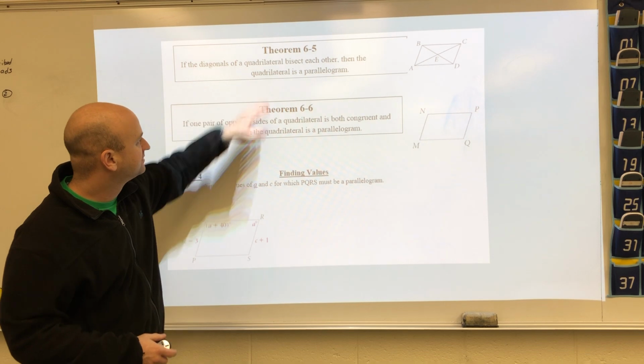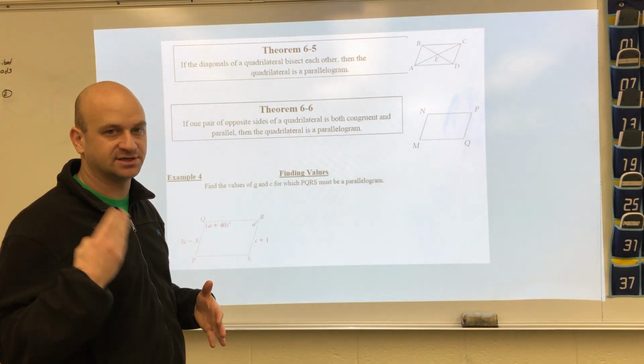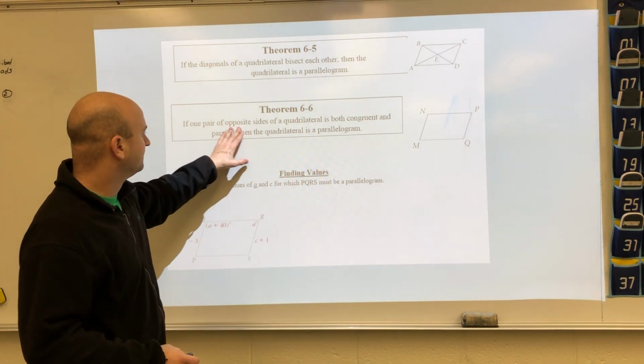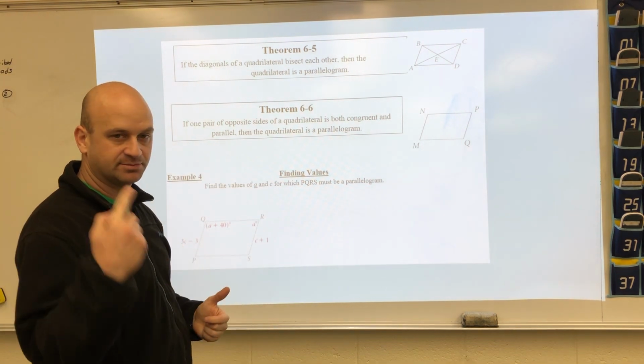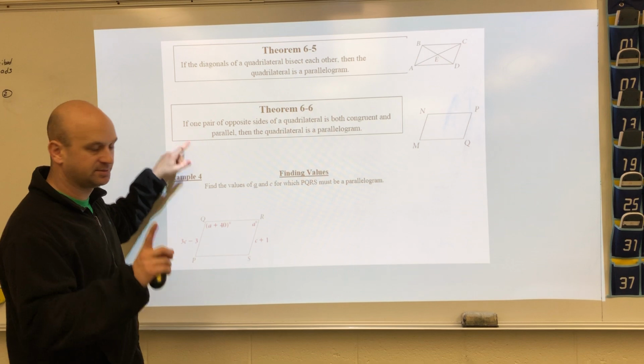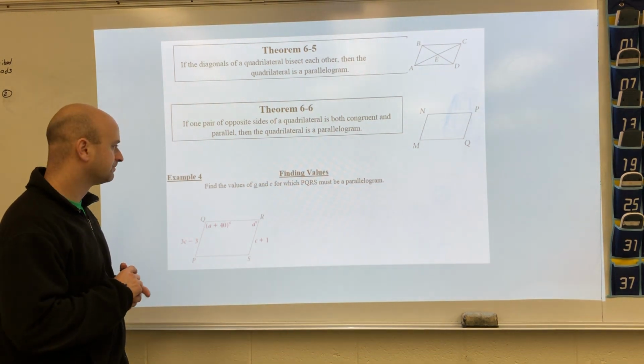So here, if diagonals bisect each other, we know it's a parallelogram. If the opposite sides of a quadrilateral are congruent and parallel, we have a parallelogram. But in fact, we only need one pair to prove that true.